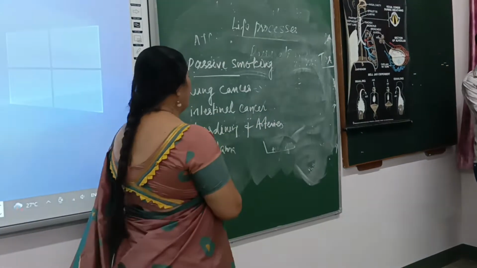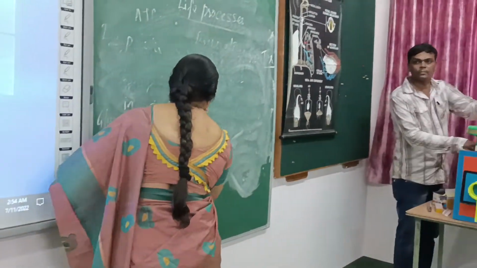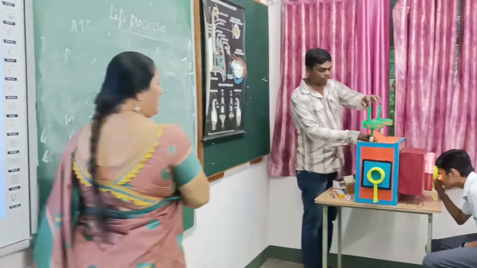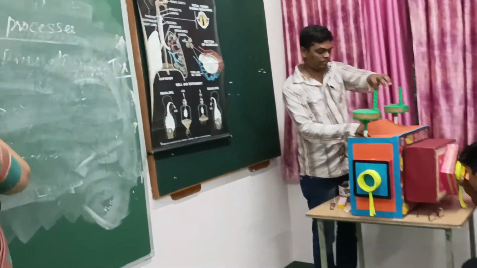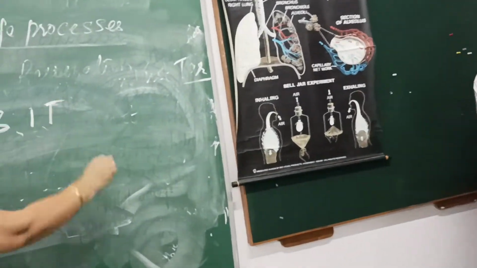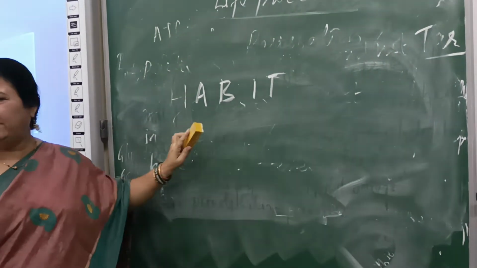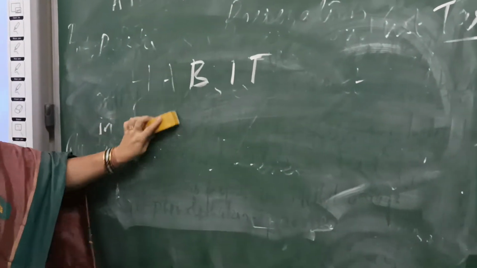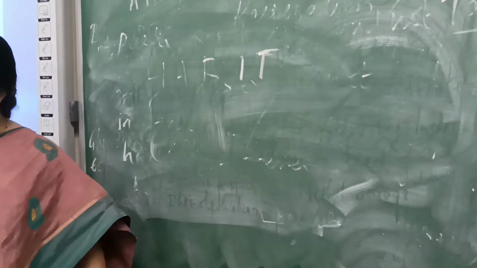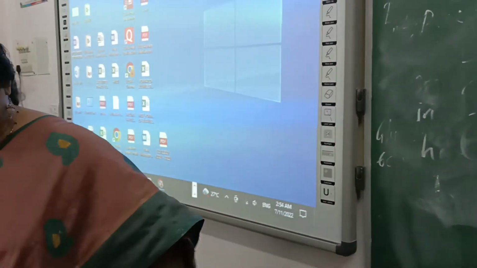Why? Because once you acquire a bad habit, it is very, very difficult to leave it. The spelling of habit is H-A-B-I-T. If you remove H, a bit remains. If you remove A, bit remains. If you remove B, it remains. Okay? So now we are going to watch this video.